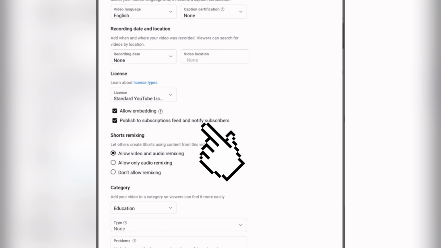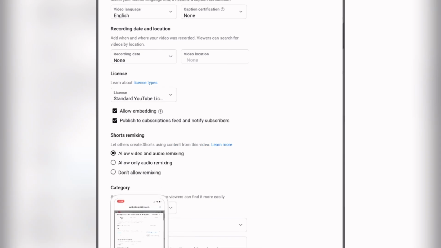Under here we see allow bundling, and we also see publish to subscription feed and notify subscribers. All right, so this is what we are talking about. I think this setting should be more of a concern to small YouTubers like me that need more subscribers and more watch hours at this time, because most times YouTube publishes my videos to my subscribers, and my subscribers might not watch it, and that's why most of my videos are not doing well.